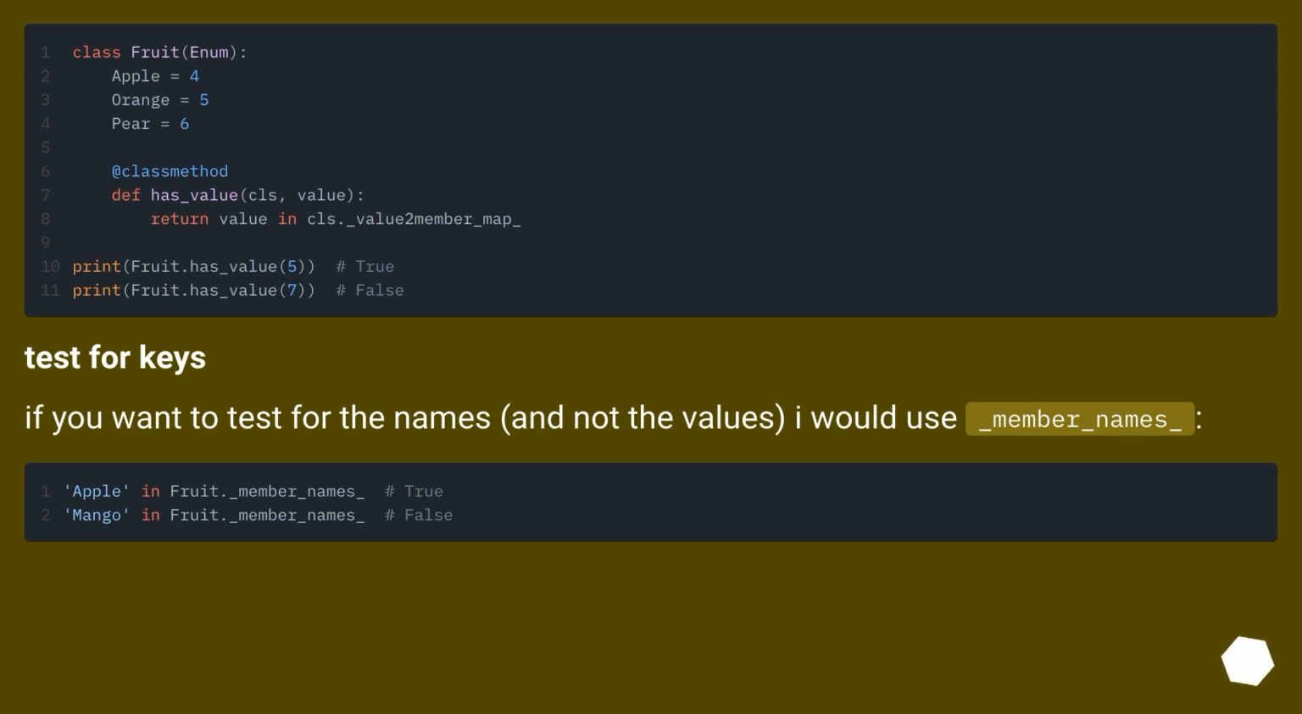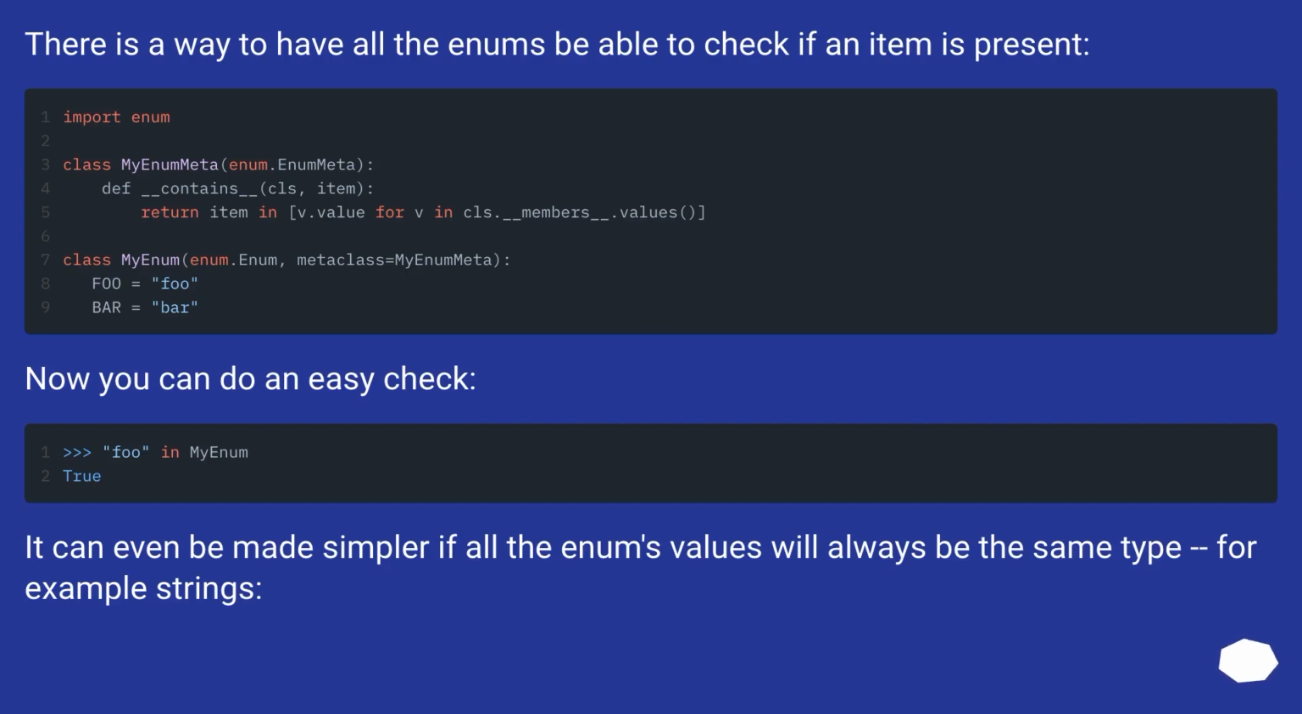Test for keys. If you want to test for the names, and not the values, I would use _member_names_. There is a way to have all the enums be able to check if an item is present. Now you can do an easy check. It can even be made simpler if all the enum's values will always be the same type, for example strings.